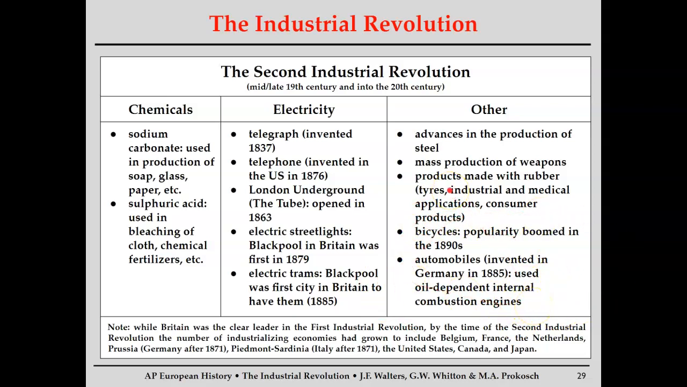So that's the Second Industrial Revolution leading into the early 20th century. Know that connection to World War I, especially as maybe context for World War I later on. Really important.